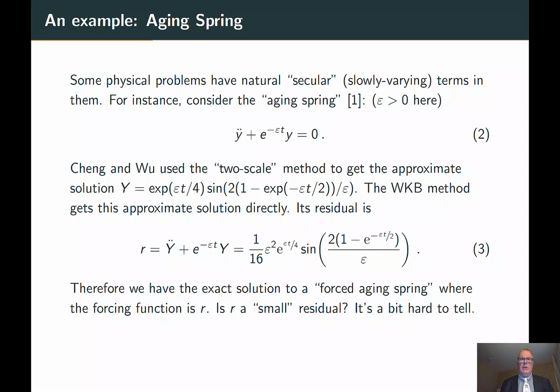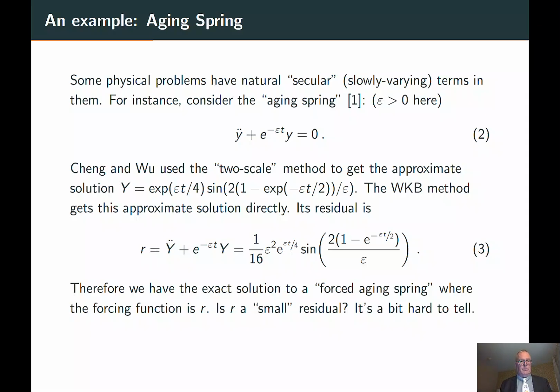So Cheng and Wu used the two-scale method to get the approximate solution, capital Y, which is e to the epsilon t over 4 times sine of 2 times 1 minus e to the minus epsilon t over 2, all divided by epsilon. It's just an ugly solution when you write it out in this flat way. The WKB method, which I will get to, gets this approximate solution directly.